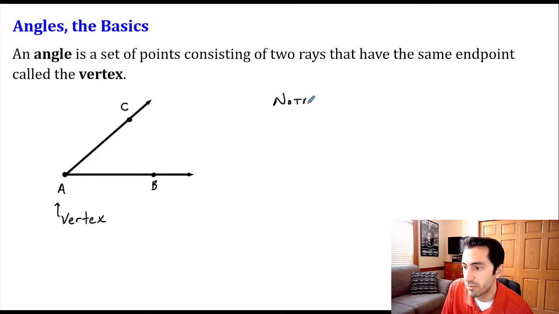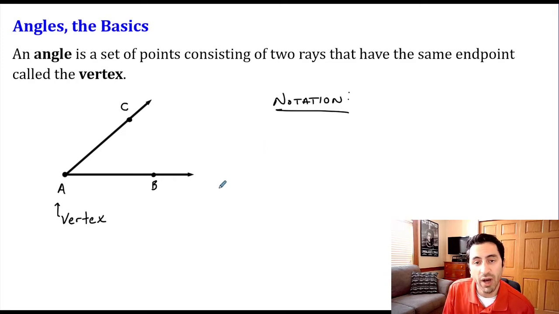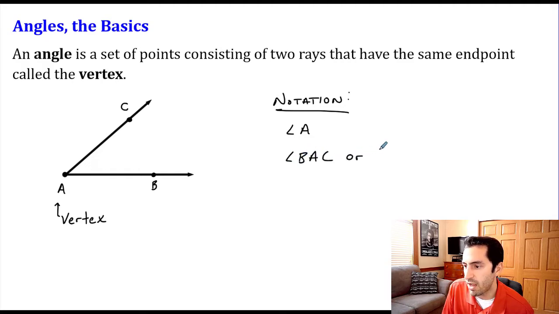So our notation, the first way that we can name an angle is we can just name it by its vertex. So here my vertex is the point A. So I could name this angle angle A. That would work. I could also be a little bit more specific, and I could name this angle based on three separate points. I could name it based on the 2 points that are on the rays and the vertex. So my options here, I could say angle BAC, or I could say angle CAB.